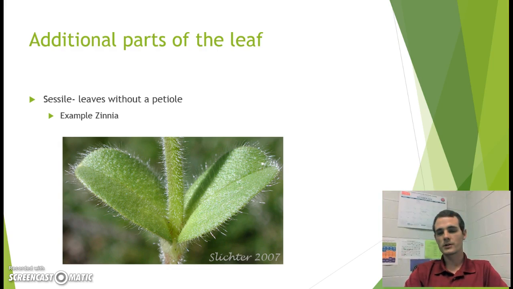So, additional parts of the leaf that you're going to need to know. Here's a few more terms. Sessile: leaves without a petiole. So as you can see in this diagram right here, there's no leaf stalk that connects it to the stem of the plant. The leaf is directly connected to the stem of the plant. An example is the zinnia.